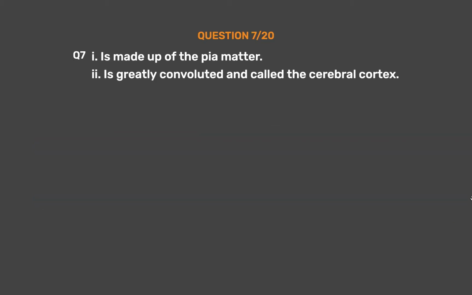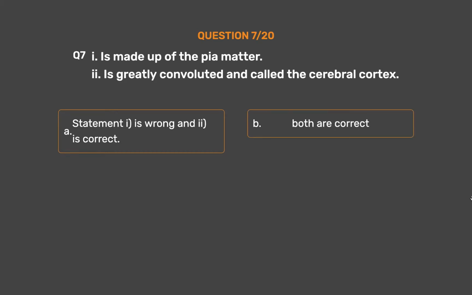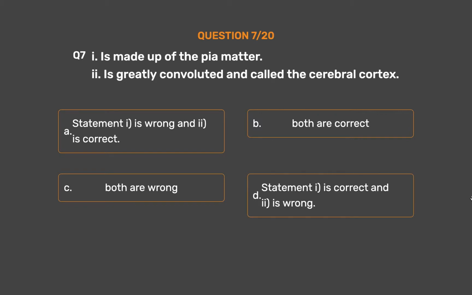Question number 7. 1. Is made up of the pia mater. 2. Is greatly convoluted and called the cerebral cortex. Option A. Statement 1 is wrong and 2 is correct. Option B. Both are correct. Option C. Both are wrong. Option D. Statement 1 is correct and 2 is wrong.